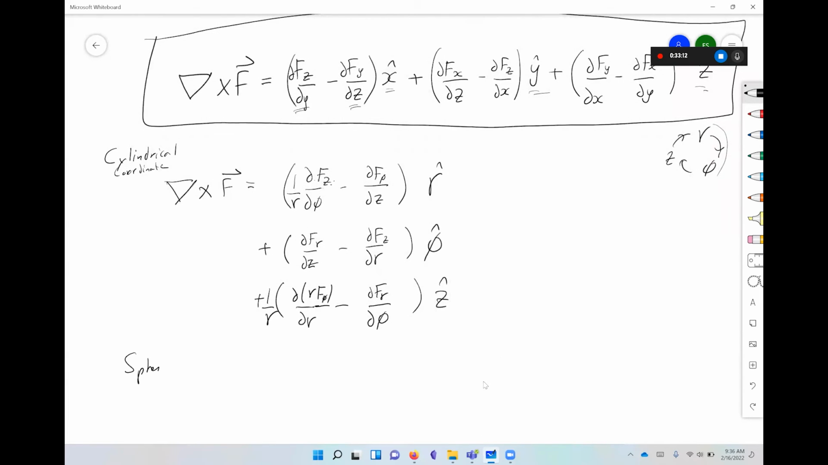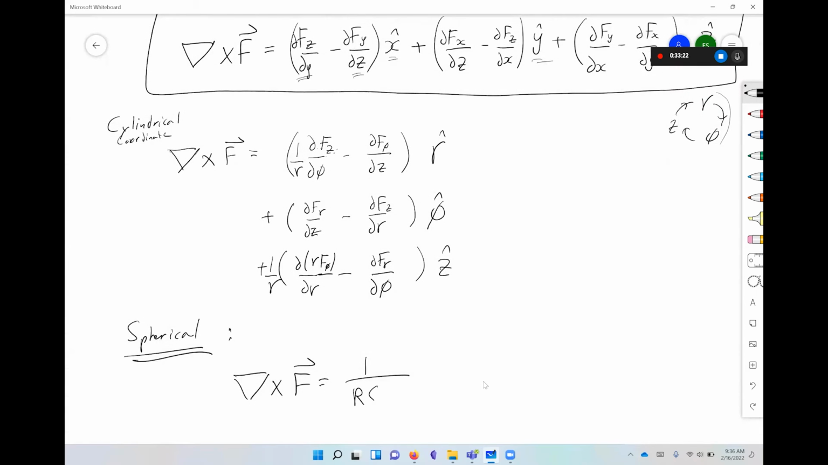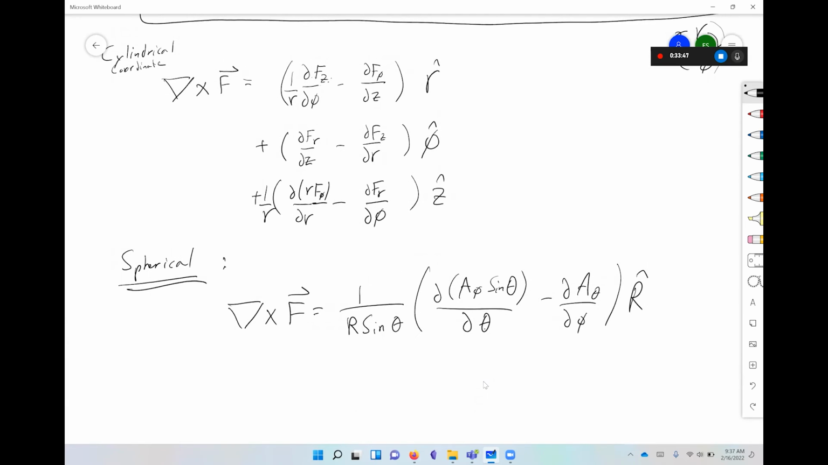And then finally, for the spherical system, the formula is like this. It's a little bit more complicated. But after R comes theta and phi, so it makes sense. I'm going to have theta here first, and then a phi. Let me write it down quickly.